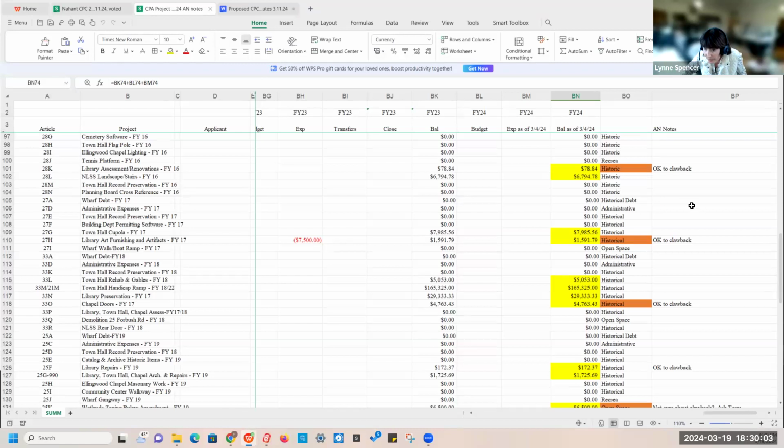We've got more, I'm sorry, I'm reading across. More library. This is the library assessment. There's a balance. That was a study that was done. There's a balance of $78.84. Looks like that's okay to claw back.